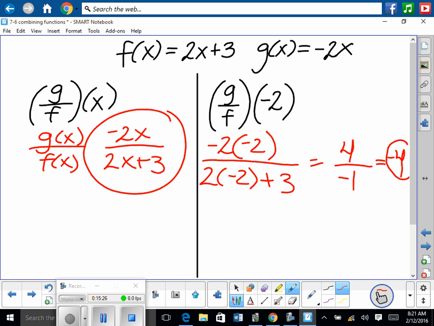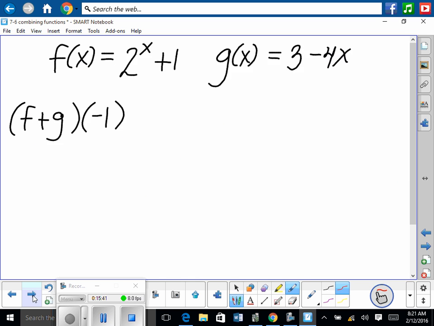Question? Yes. Doesn't matter what order this g and f are in, or... it does matter. If this would have been f divided by g, f would have been on top. Does that make sense? So you will pay attention to the order. Great question.